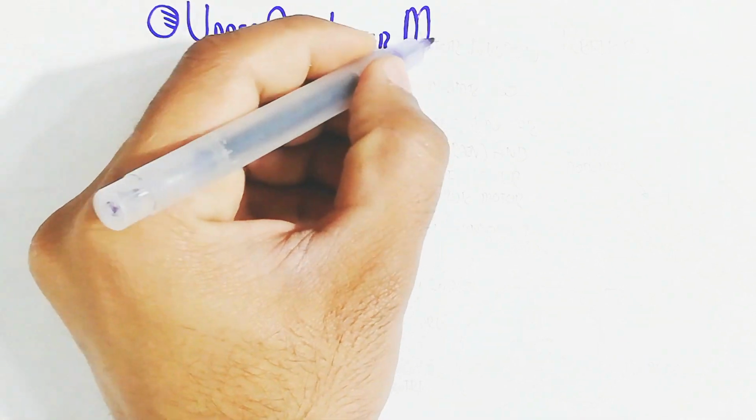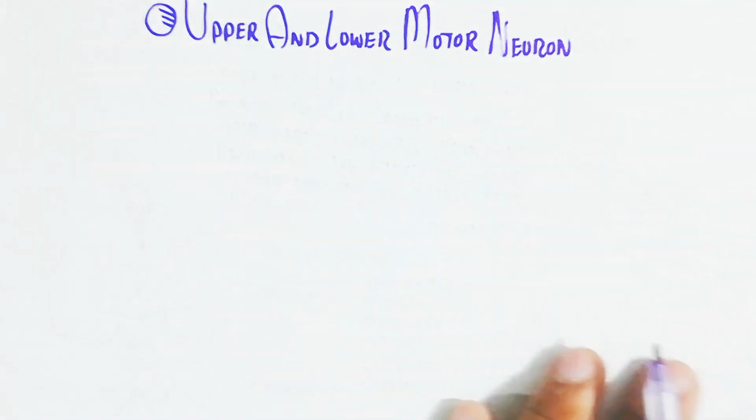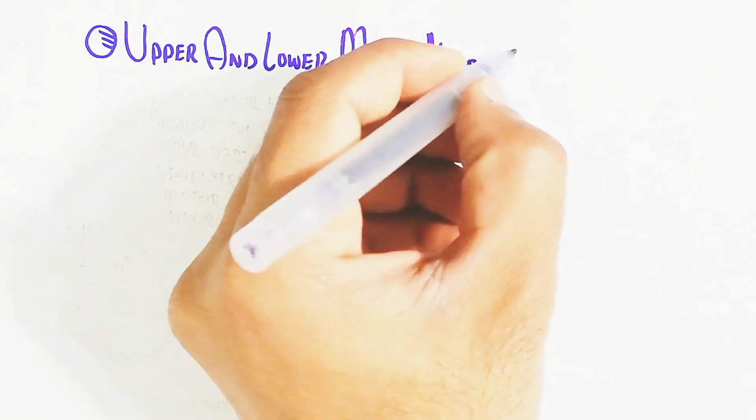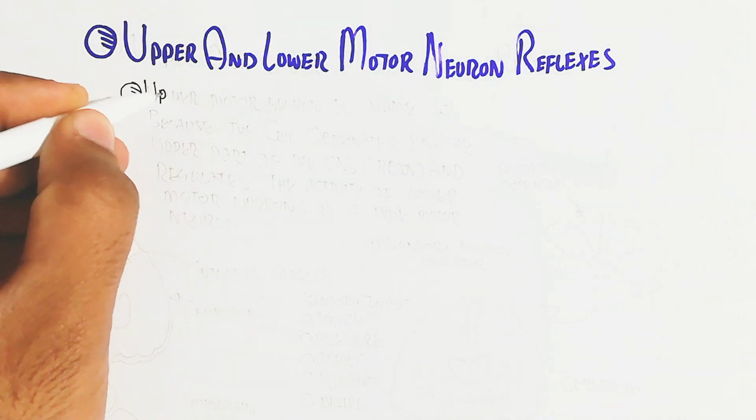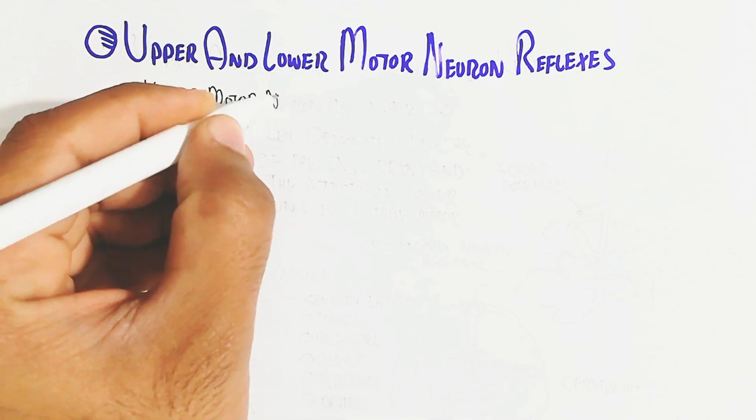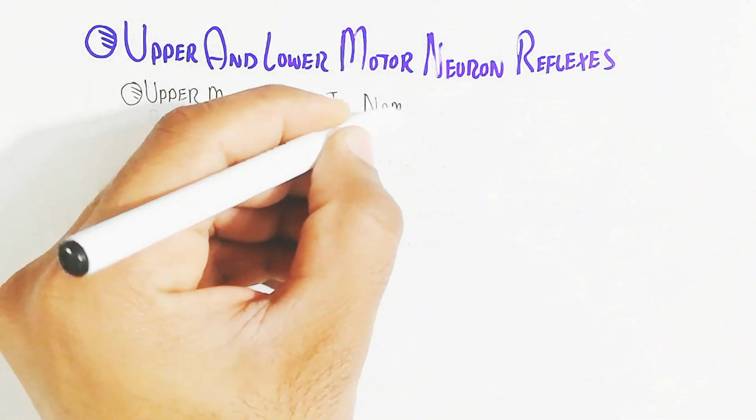Hello, in this video we will understand the upper and lower motor neuron reflexes. We will understand movement and balance, the pathway of the reflex, and upper and lower motor neurons.